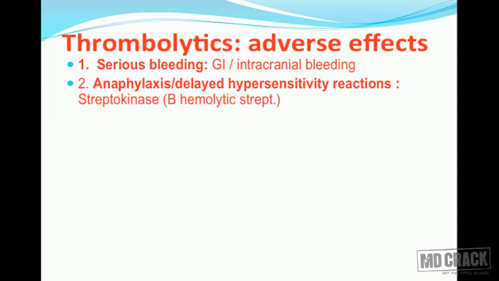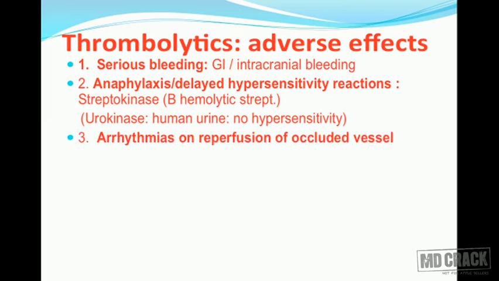Some agents can produce anaphylactic reactions or delayed hypersensitivity reactions. Example is streptokinase, which is obtained from a bacterium, beta hemolytic streptococci, and this is why it could be antigenic. Urokinase is obtained from human urine, so you don't expect any hypersensitivity reactions.